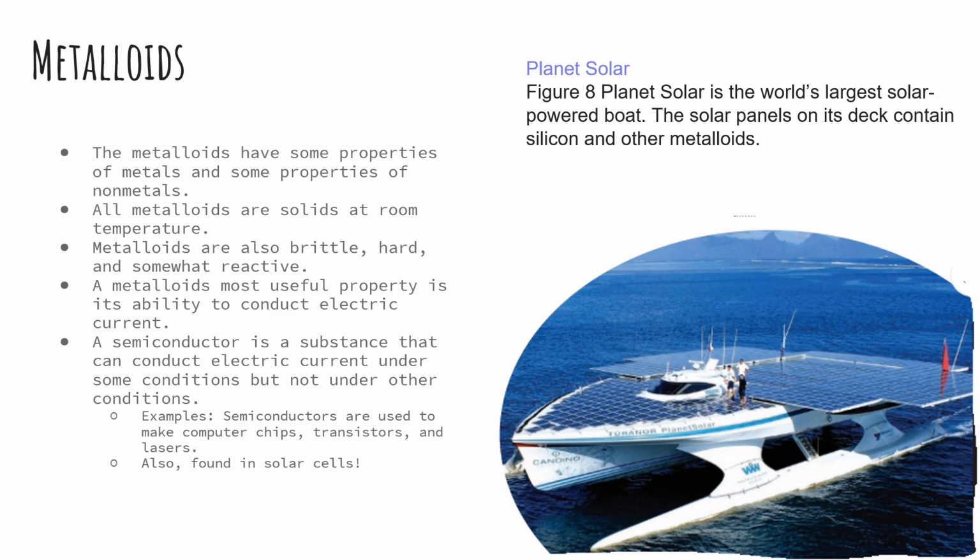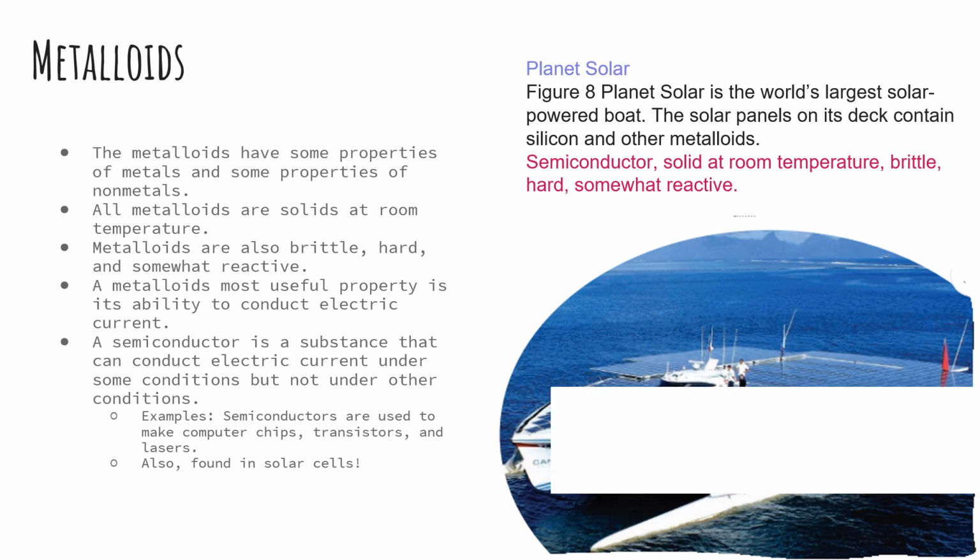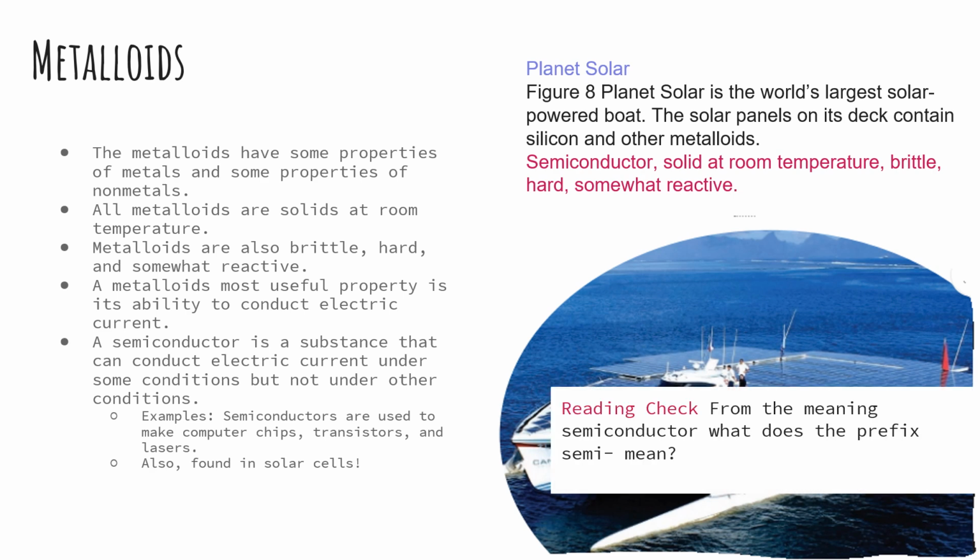So here in figure 8 we have Planet Solar. Planet Solar is the world's largest solar-powered boat. The solar panels on its deck contain silicon and other metalloids. A semiconductor is solid at room temperature, brittle, hard, and somewhat reactive. So first we have a reading check. From the meaning semiconductor, what does the prefix semi mean? And semi means partly or not completely.